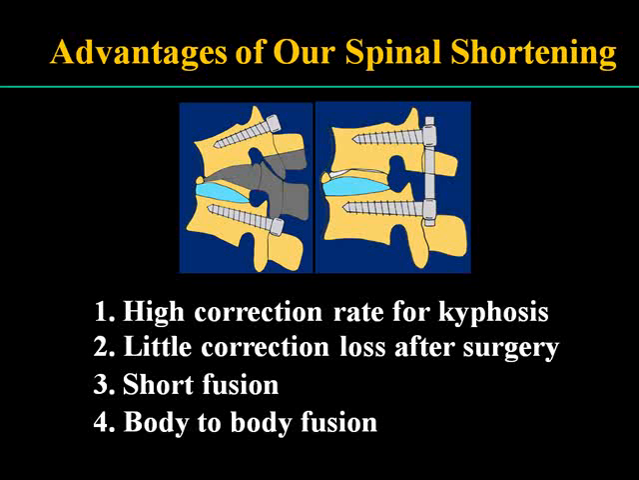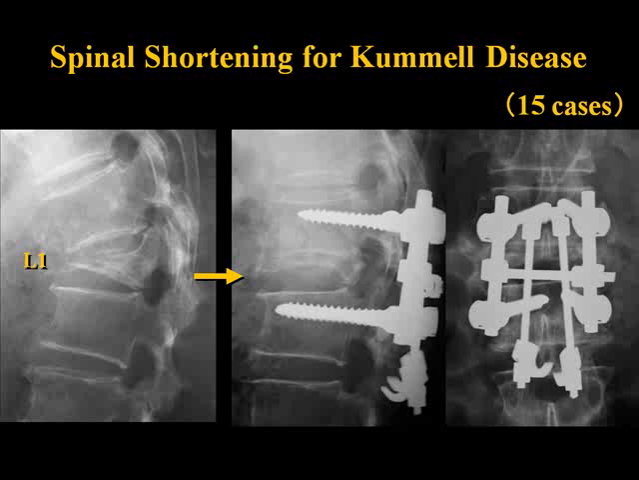Advantages of our spinal shortening are high correction rate for kyphosis, little correction loss after surgery, short fusion and body-to-body fusion. We did spinal shortening for Kummell disease in 15 cases. In this presentation, I would like to talk about the methods and the results of the surgery.